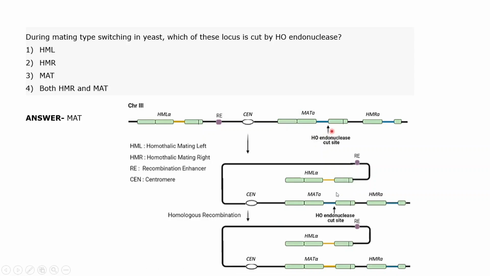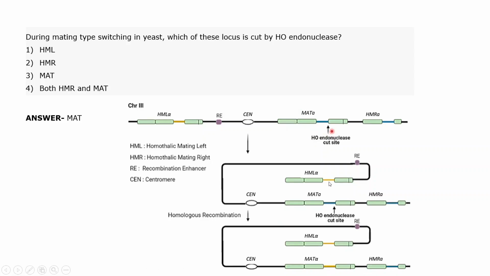Whenever mating switching needs to take place, there is a looping of this chromosome so that the HML locus comes close to the MAT alpha locus. Then the HO endonuclease cuts this site, leading to the formation of a double-stranded break. This break needs to be repaired. Because of the homologous regions present between the HML as well as the MAT locus, homologous recombination takes place, and so the DNA double-strand repair takes place.